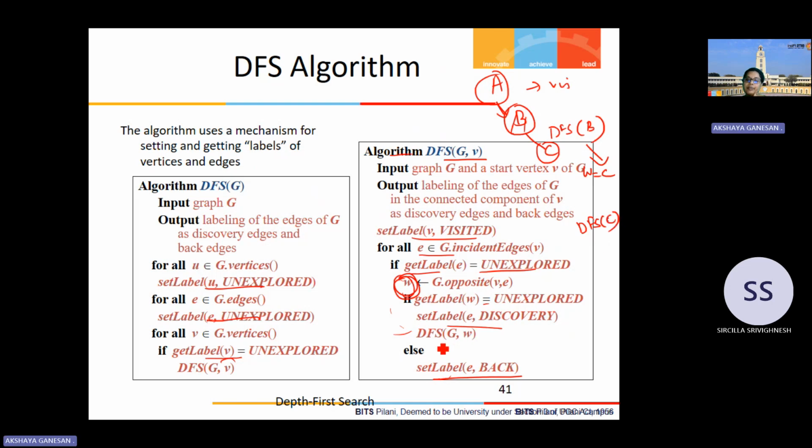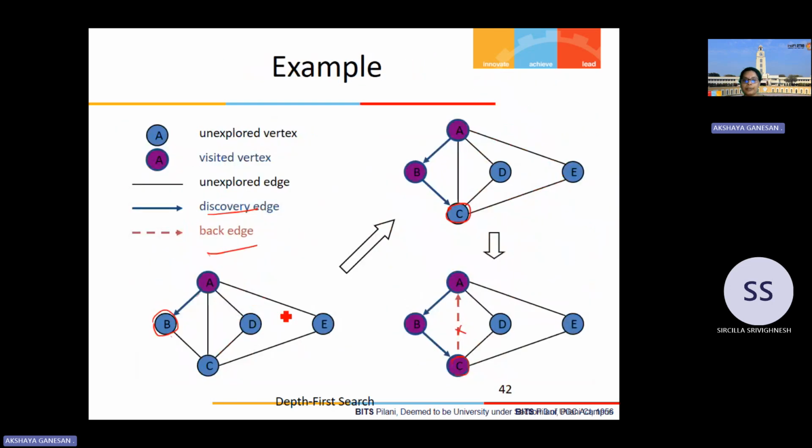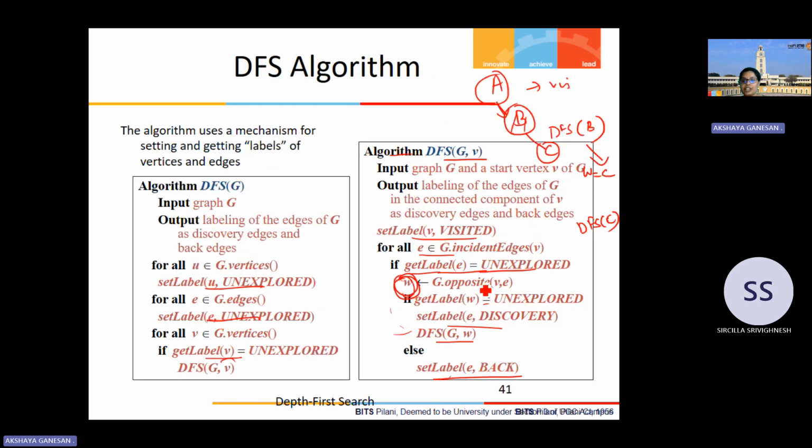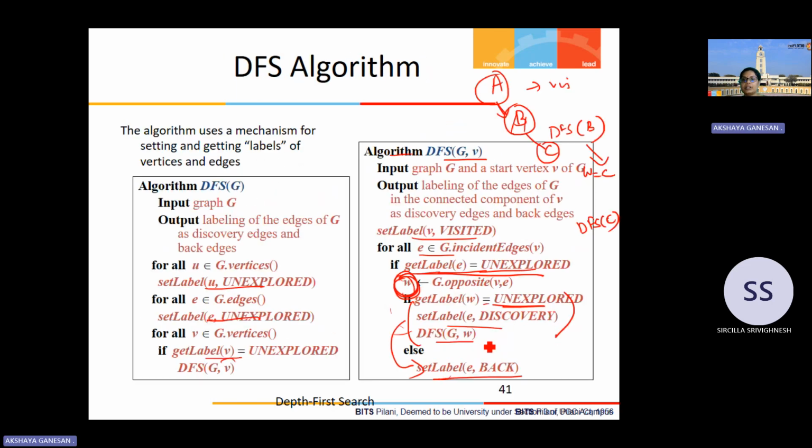Now from DFS of C, you see what are the options you can reach. You see there is an unexplored edge, so you explore that edge, but the opposite is not an unexplored node. It is already an explored node. So you mark that edge as a back edge. Then you go to the next edge, which is D. It is unexplored, so you add D here. So you call DFS of D.